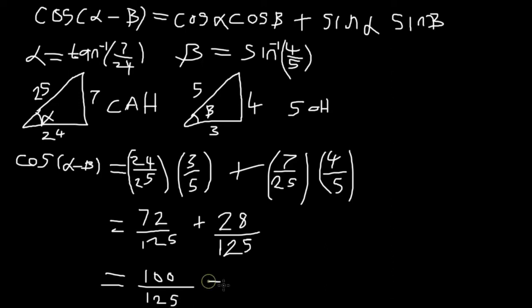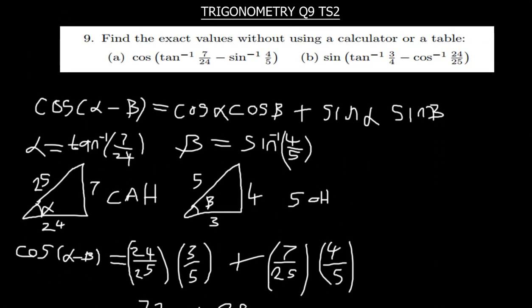After doing this, you can now find your answer. When you reduce this, it's the same as 4 over 5. When you divide everything by 25, you discover that your answer will be 4 over 5. So cos alpha minus beta will give us 4 over 5. This is our final answer for the first part of this question.